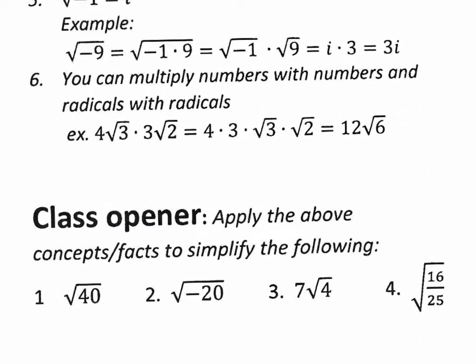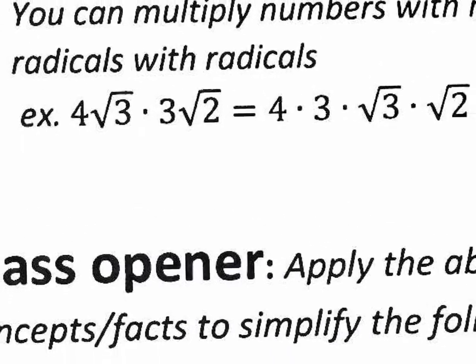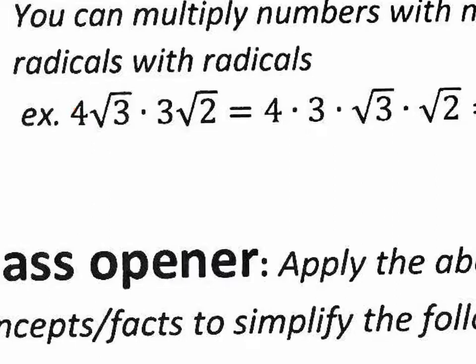Moving on. Number 6. You can multiply numbers with numbers and radicals with radicals. So right here, let me zoom in even further. We have 4 times the square root of 3 times 3 times the square root of 2. It's all multiplication, even between the 4 and the square root and between the 3 and the square root. So when you have pure multiplication, the commutative property of multiplication allows you to rearrange things. So I'm going to put the 4 and the 3 together. There it is, 4 and 3. And then I'm going to put the square root of 3 times the square root of 2 together. There it is, square root of 3 times square root of 2.